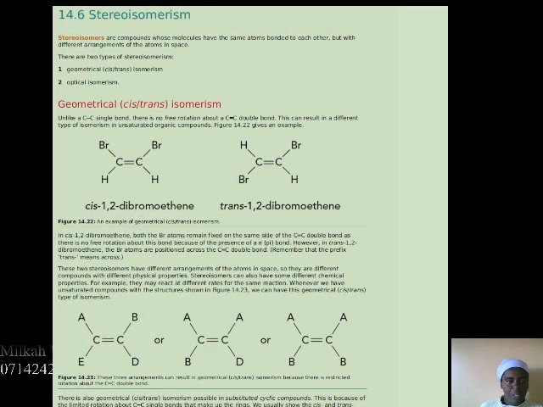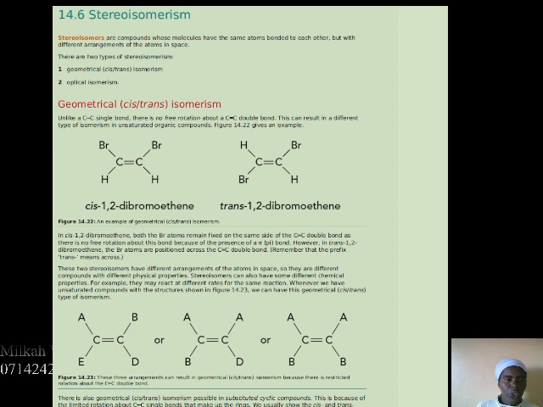Then we have stereoisomerism, and stereoisomers are compounds whose molecules have the same atoms bonded to each other, but they have different arrangements of atoms in space. They are of two types. We have geometrical isomers, and then we also have optical isomers. For geometrical isomers, we have cis and trans isomerism. For example, this one displayed here, when the two functional groups are on the same side, we call them cis. Cis means same side, while trans means they are on opposite sides.